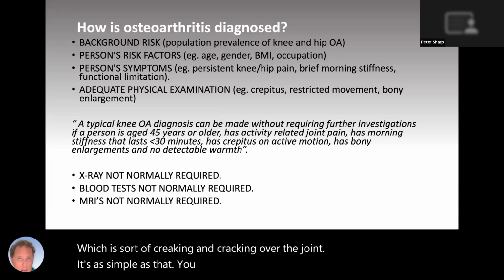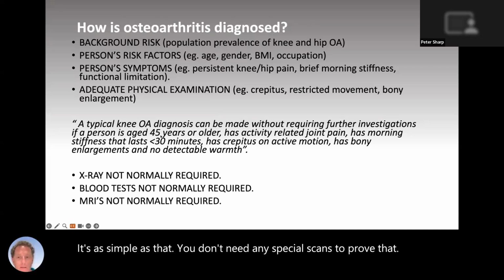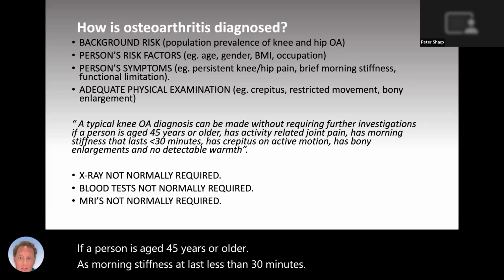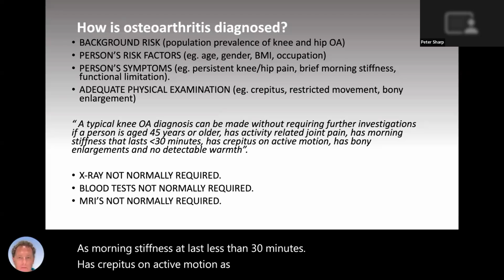You don't need any special scans to prove that. You don't need to have an MRI. You've got arthritis, osteoarthritis. So this quote comes from one of the guidelines, which we'll go through in a minute. A typical knee osteoarthritis diagnosis can be made without requiring further investigations if a person is aged 45 years or older, has activity-related joint pain, has morning stiffness that lasts less than 30 minutes, has crepitus on active motion, has bony enlargements with no detectable warmth.